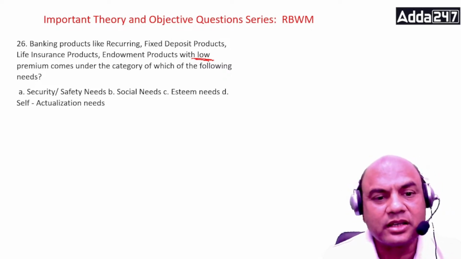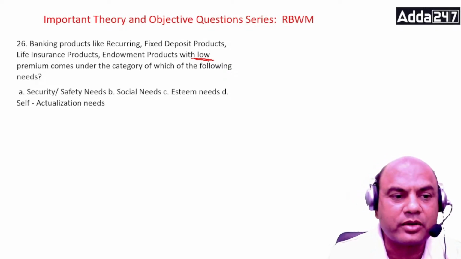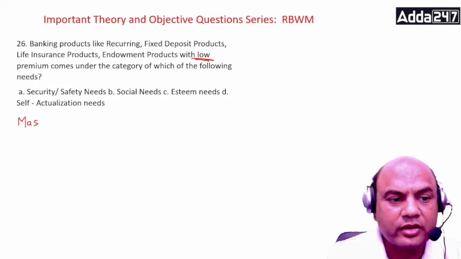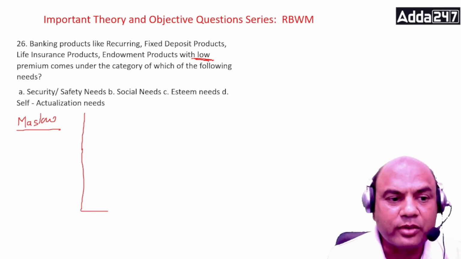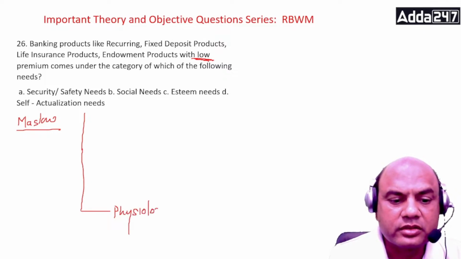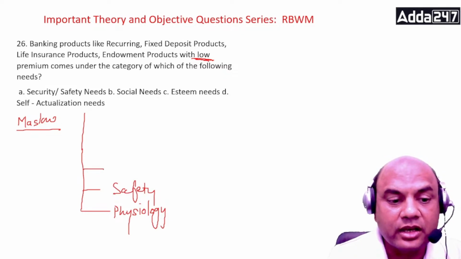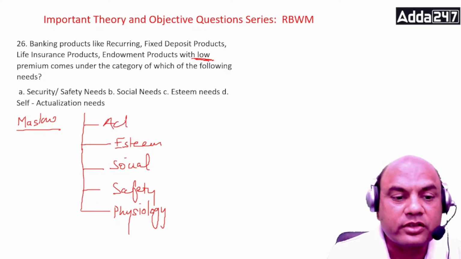Now, what do you mean by these needs? Those who don't know, we are talking of Maslow's hierarchy. I'll write it over here. Maslow's hierarchy has how many parts? There are 5 parts in this. Starting from the lowest level, physiological. Second one is safety. Then the third one is the social needs. Then comes esteem, and the last one is actualization. So these are the 5 levels of Maslow.